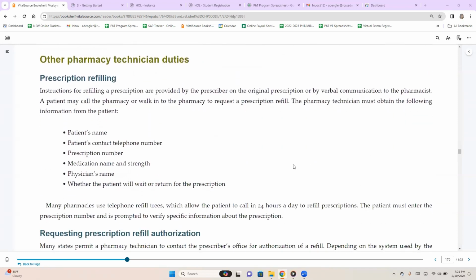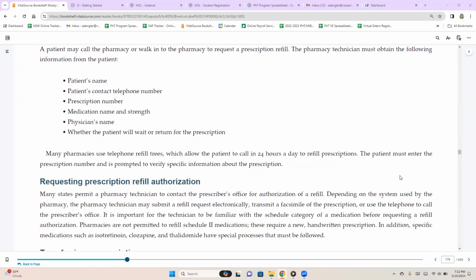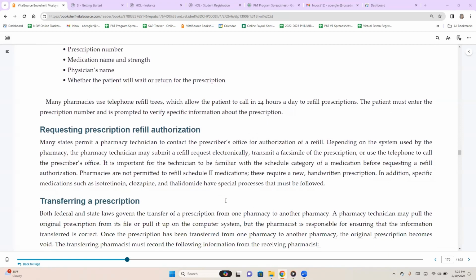Instructions for refilling a prescription are provided by the prescriber on the original prescription or by verbal communication to the pharmacist. A patient may call the pharmacy or walk into the pharmacy to request a prescription refill. The pharmacy technician must obtain the following information from the patient: patient's name, contact number, prescription number, medication name and strength, physician's name, and whether the patient will wait or return for the prescription. Many pharmacies use refill trees, which allow the patient to call in 24 hours a day to refill prescriptions.